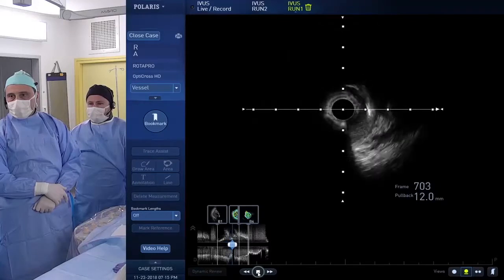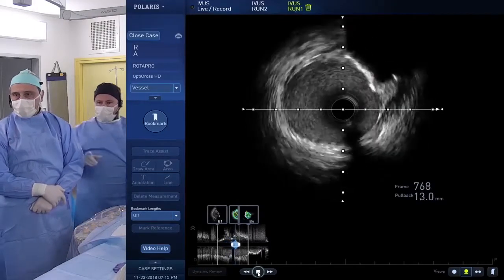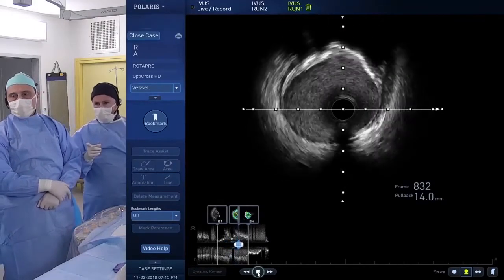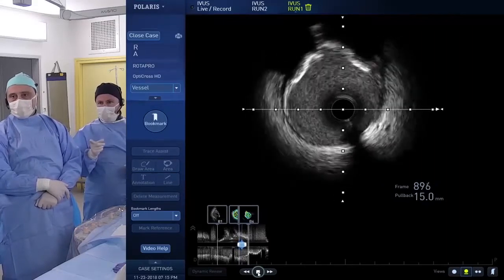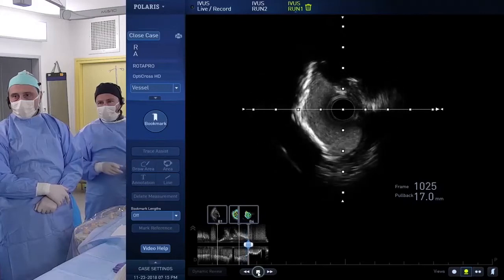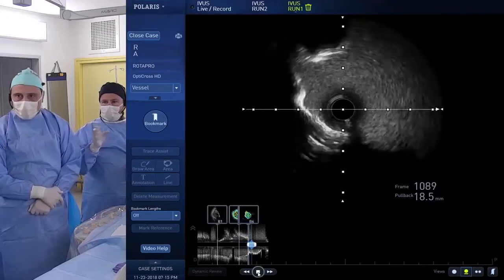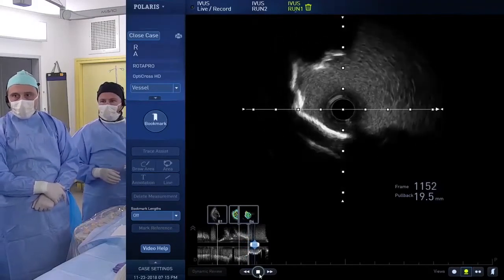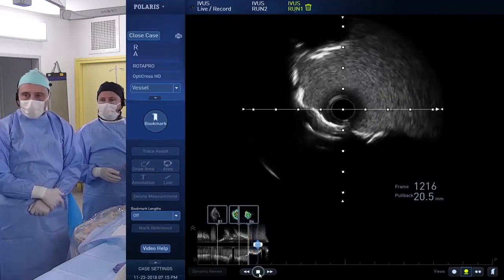We are not yet there. There we go. You will see after, there is some artifact. Now we are in the mid part of the left main. You can see how it is diffused. And there is a short lesion in the ostial part, as you can see here. Fully calcified also.